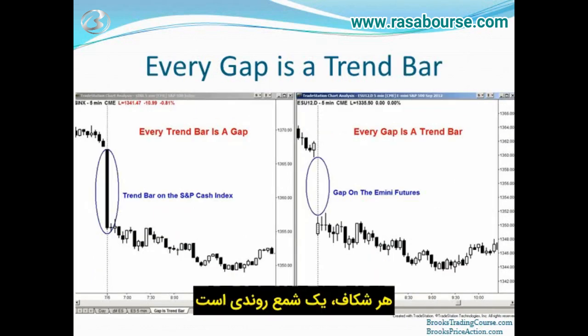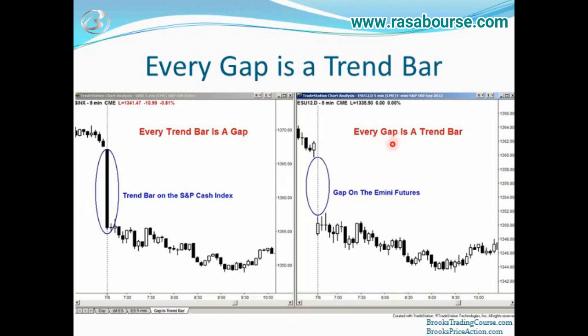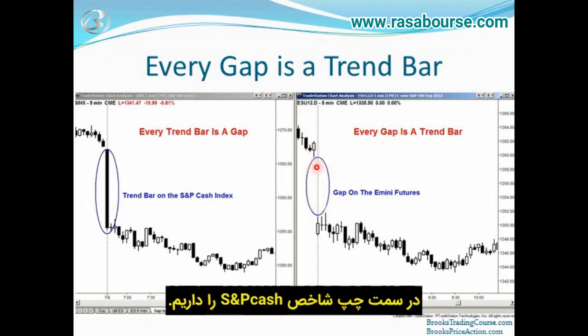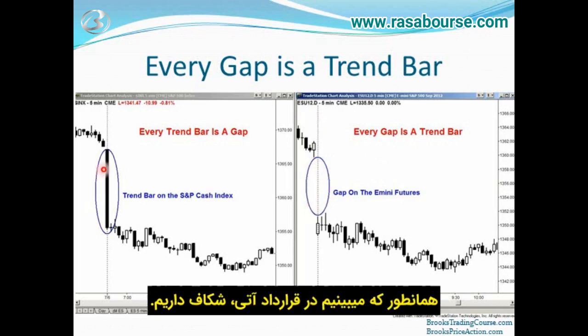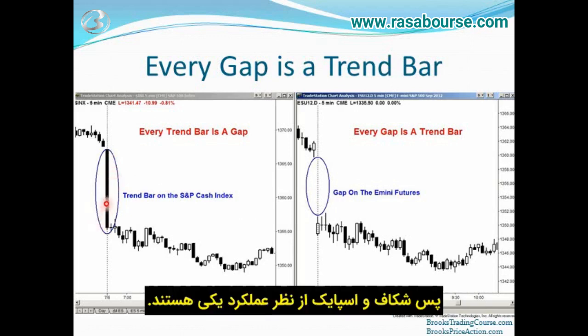Every gap is a trend bar, and every trend bar is also a gap. On the right is the 5-minute E-mini, and there's a gap open, and that is the same as a trend bar. On the left is the cash index, the S&P cash, and you can see that the 5-minute futures contract had a gap, but the 5-minute cash index had a spike. So functionally a gap and a spike are the same thing.